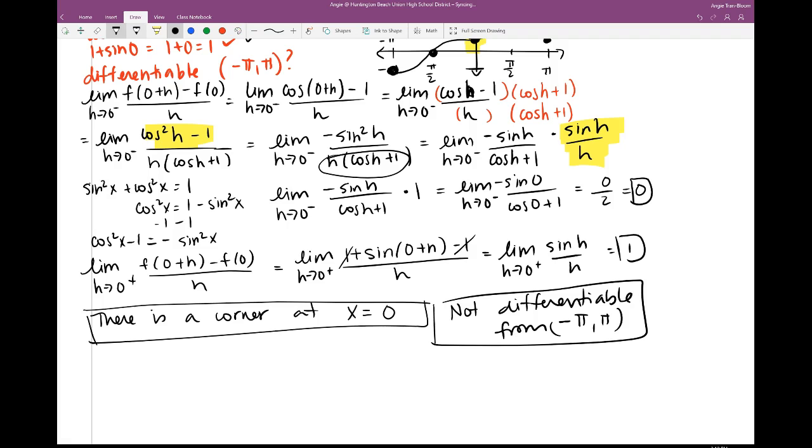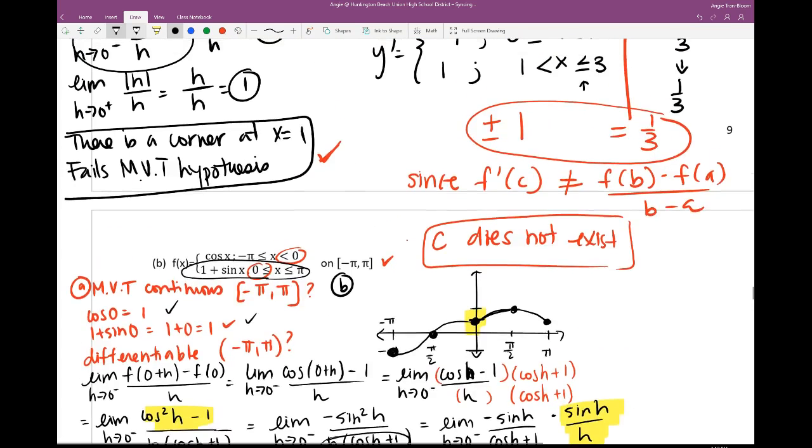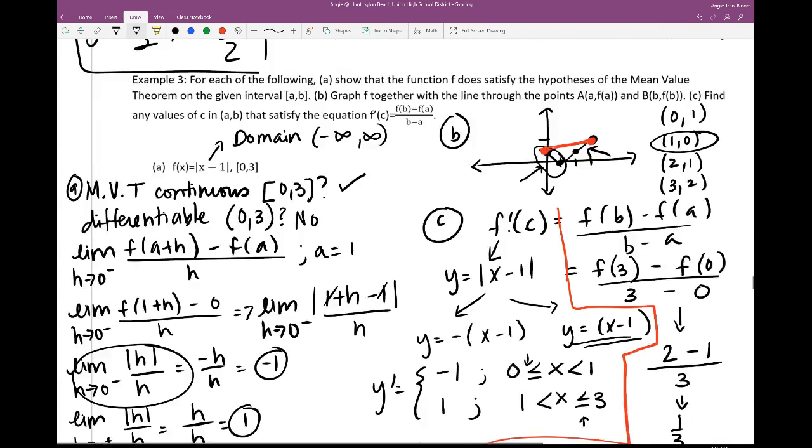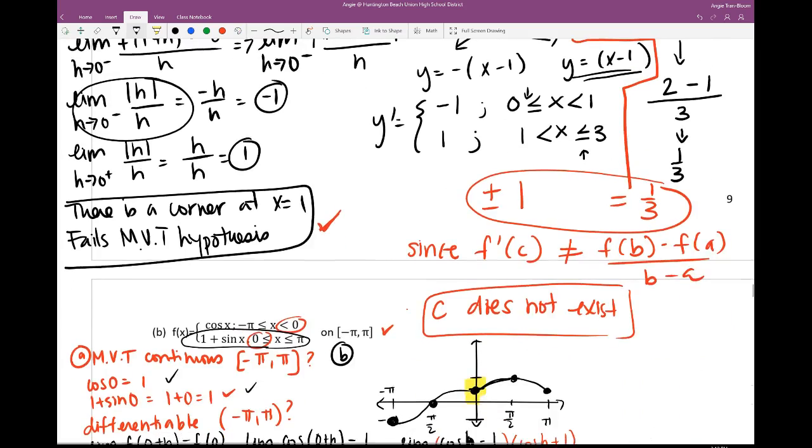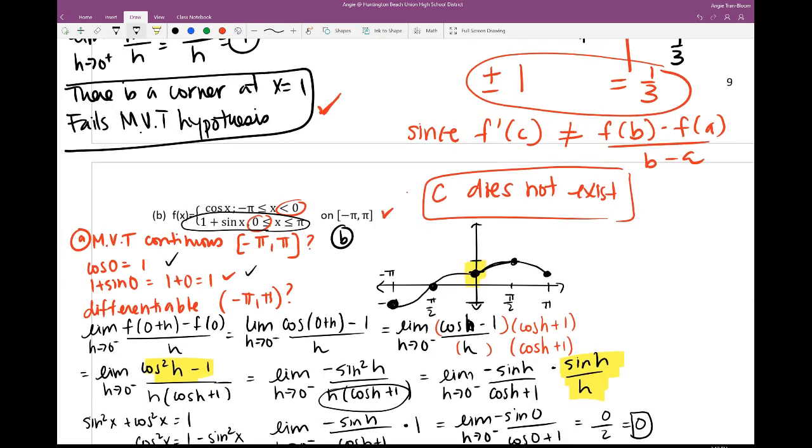So we graphed it out already. Okay, so let's see. Part B says, graph f together with the line through the point. Okay, so let's do a line. I'm going to need some sort of a ruler. So here's the line. Okay, so there's that line, that secant line connecting those two.